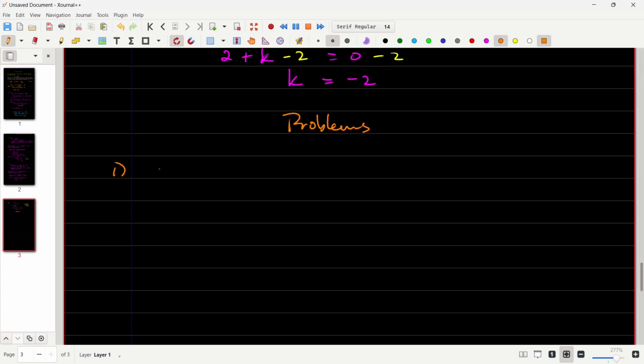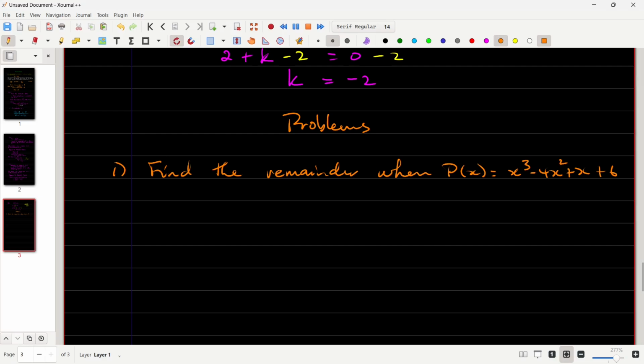The first problem that we have is to find the remainder when p of x is equal to x to the third power minus 4x plus 6. This is to the second power, by the way. And then we have it divided by x minus 3.